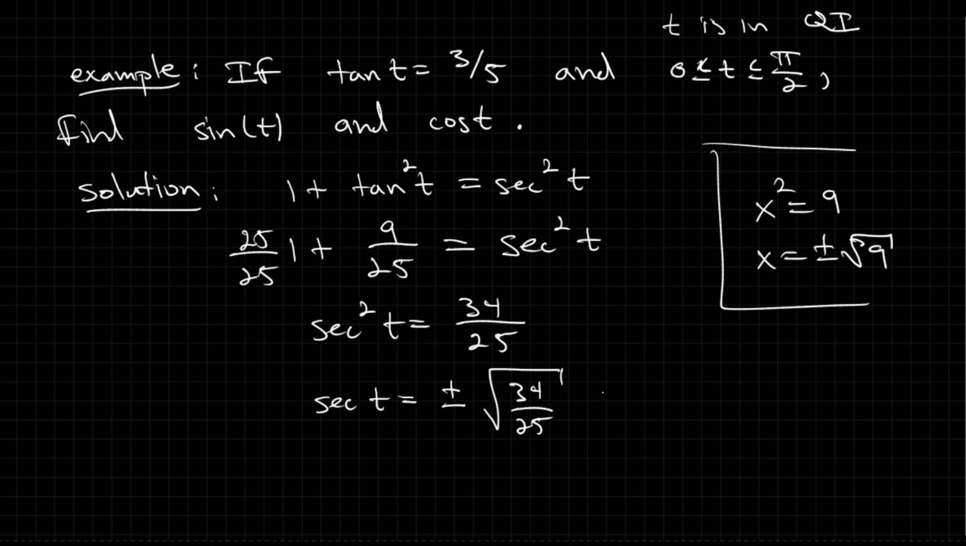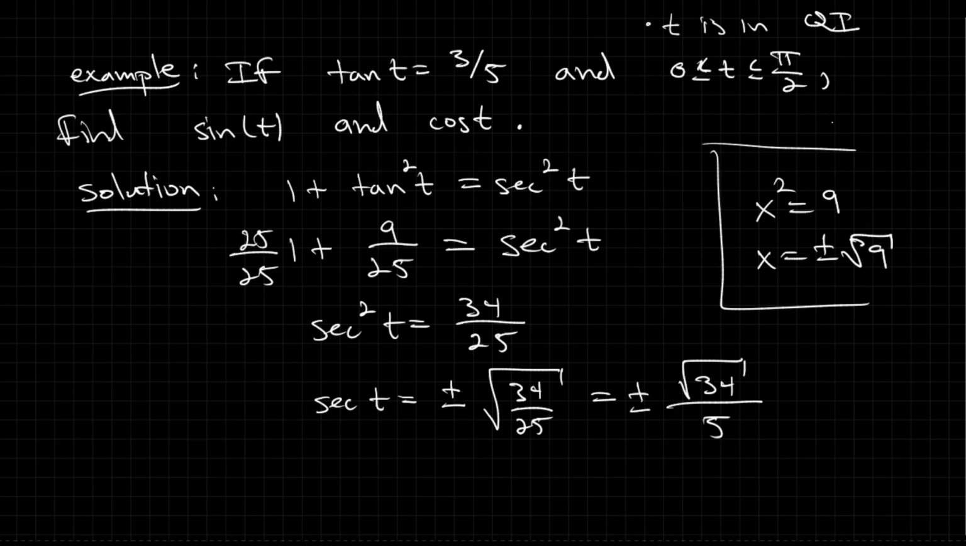And now if you take the square root of a fraction, that's the square root of the numerator, so 34, divided by the square root of the denominator, and 25 is the denominator. Square root of 25 is just 5. So secant t is plus or minus root 34 over 5, but it's not both plus and minus because there's some additional information here.